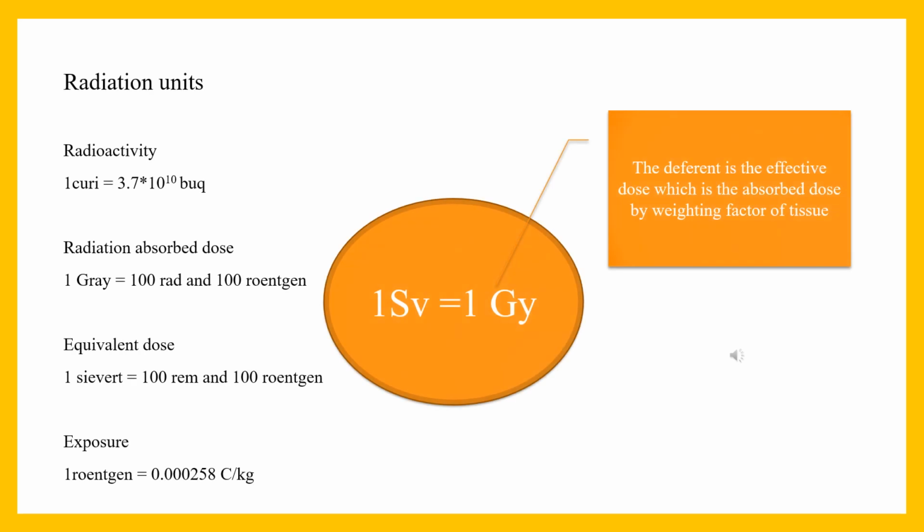Radiation units. Radioactivity is measured by Curie and Becquerel. 1 Curie equals 3.7 times 10 to the power of 10 becquerels. Radiation absorbed dose is measured by Gray and Rad. 1 Gray equals 100 Rads and 100 Roentgens. Equivalent dose is measured by Sievert and Rem. 1 Sievert equals 100 Rem and 100 Roentgens. Exposure is measured by Roentgens.